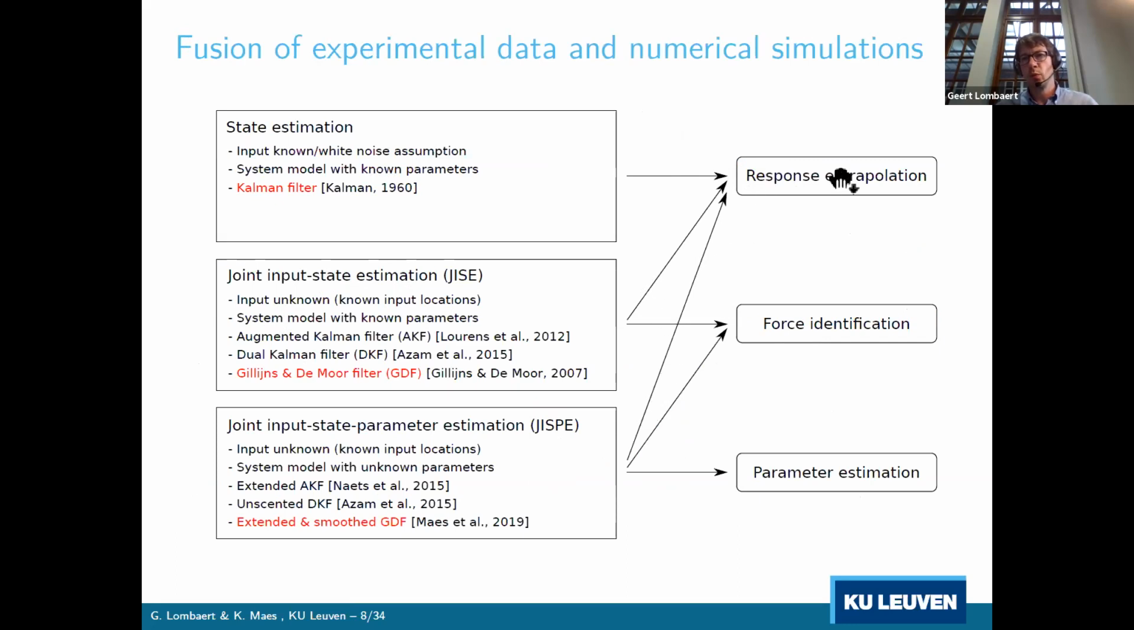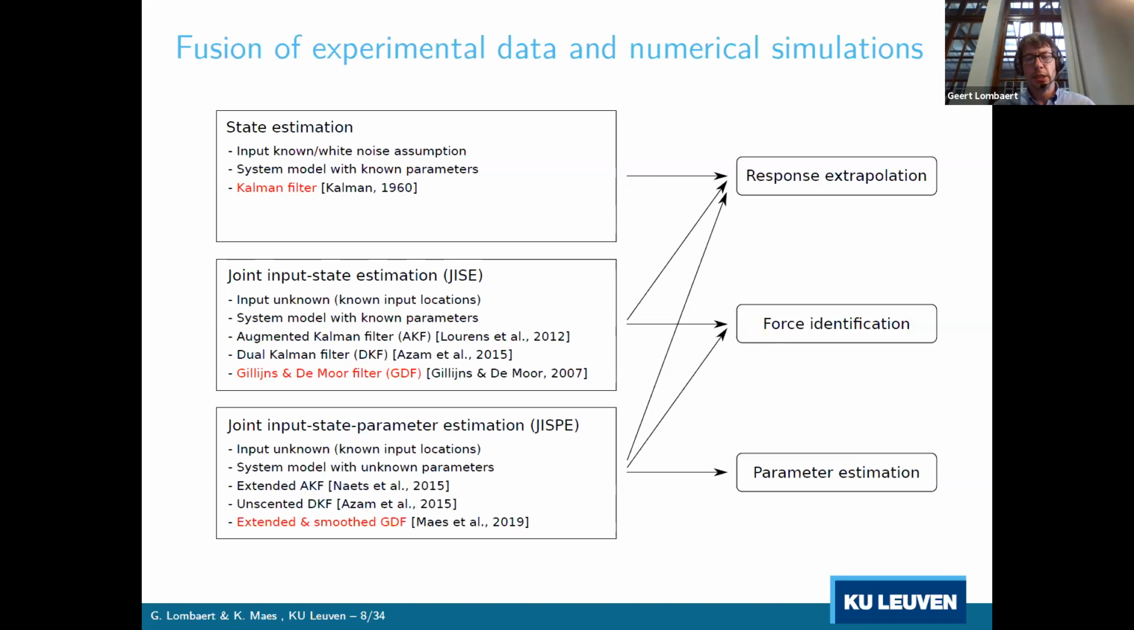In all three cases, we'll be able to extrapolate response or do what is called virtual sensing. The last two approaches also allow us to estimate forces applied to structures. And the third one also allows us to estimate parameters. What you can see on the left-hand side are a number of different algorithms which are proposed in the literature. The ones given in red are the ones that I'll illustrate in this presentation. Of course, a number of alternatives exist, and in many cases the performance of these algorithms is really similar. And I think the challenges that I will try to highlight in this presentation are really shared between these different approaches.